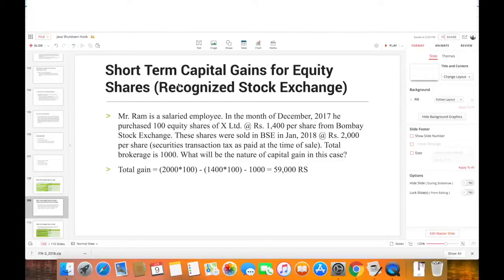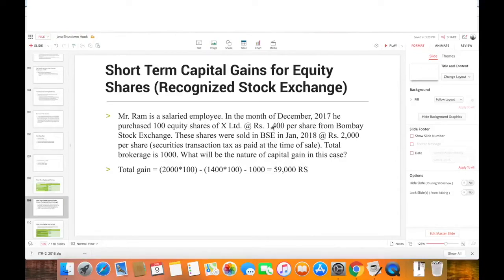The short-term capital gains for equity shares by Ram. So Mr. Ram is a salaried employee. In the month of December 2017, he purchased 100 equity shares of X Limited at 1,400 rupees from a recognized stock exchange called BSE, Bombay Stock Exchange.